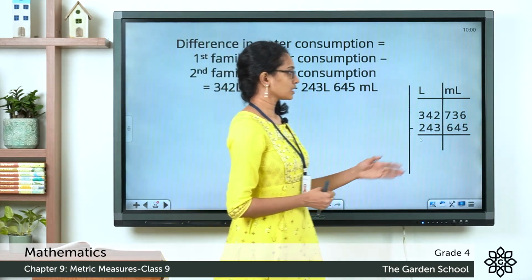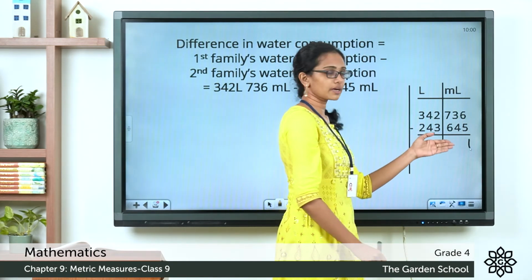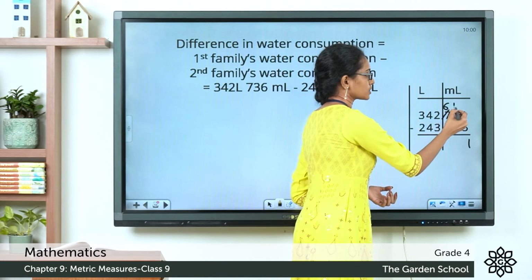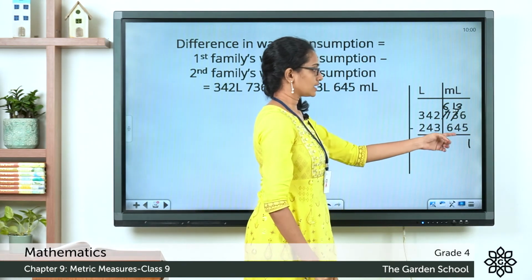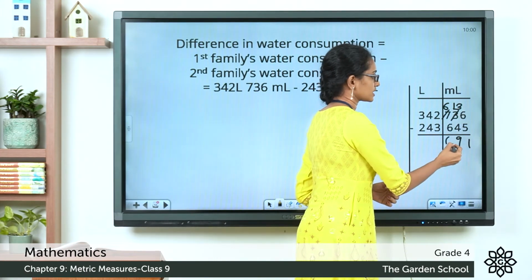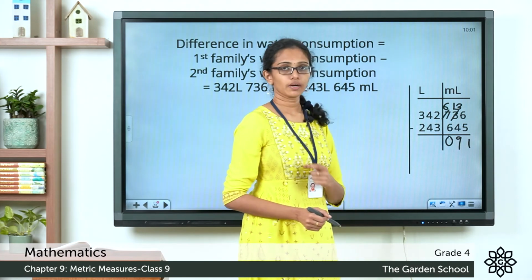Here we have 6 minus 5, which is equal to 1. Now 3 minus 4 we cannot do, so we are borrowing 1 from here. So this becomes 13 here. 13 minus 4 is equal to 9. Now 6 minus 6 equals 0. So in the milliliter column, we have 91 milliliters.